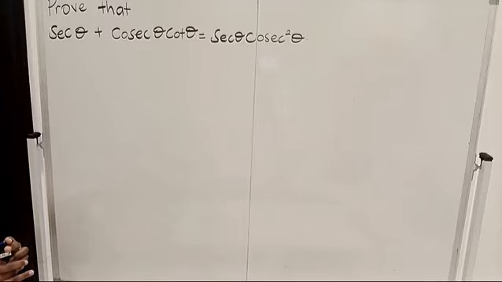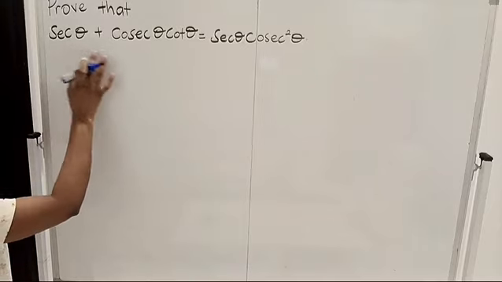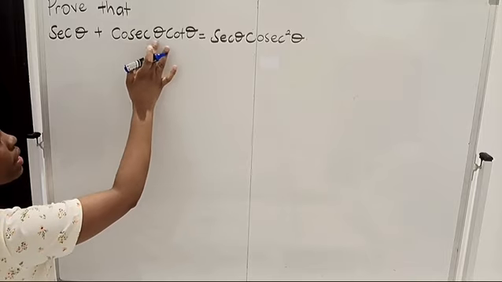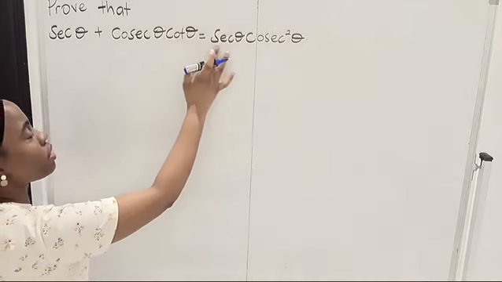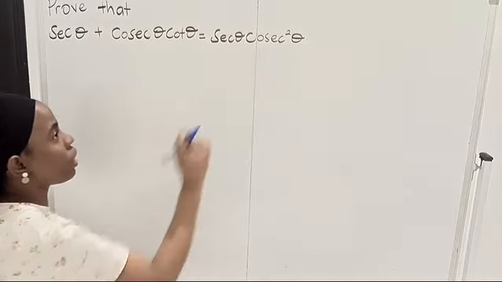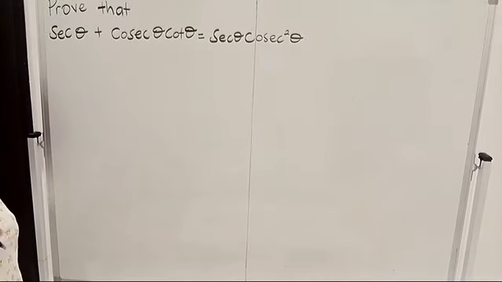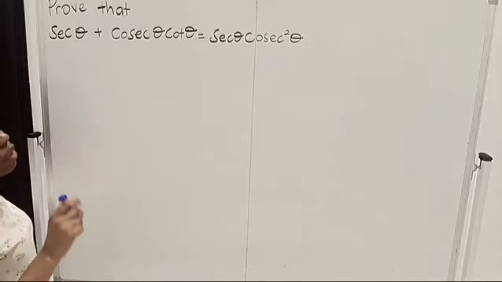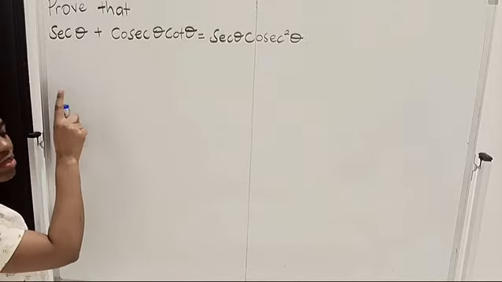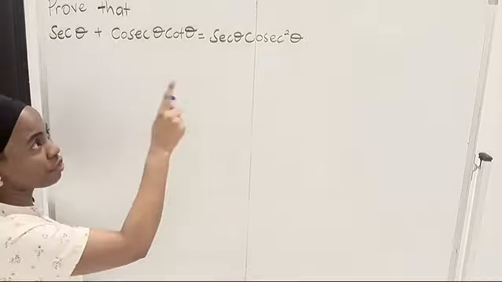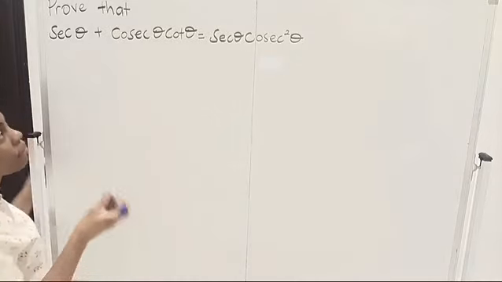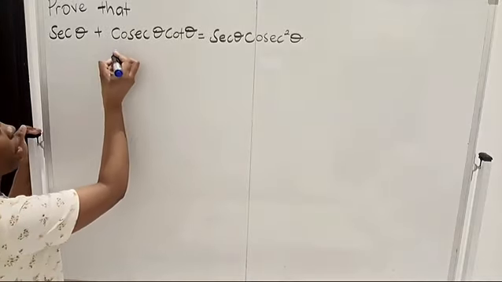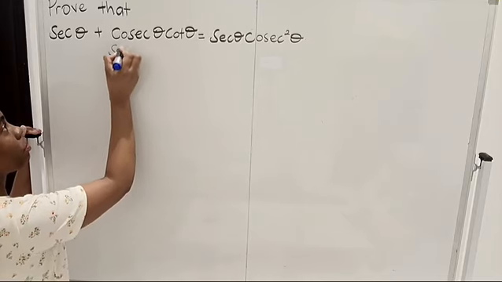Now we are required to prove that sec theta plus cosec theta cot theta is equal to sec theta cosec squared theta. We are going to do this from both sides. We are going to first prove from the left hand side and then we prove from the right hand side. Let's start.